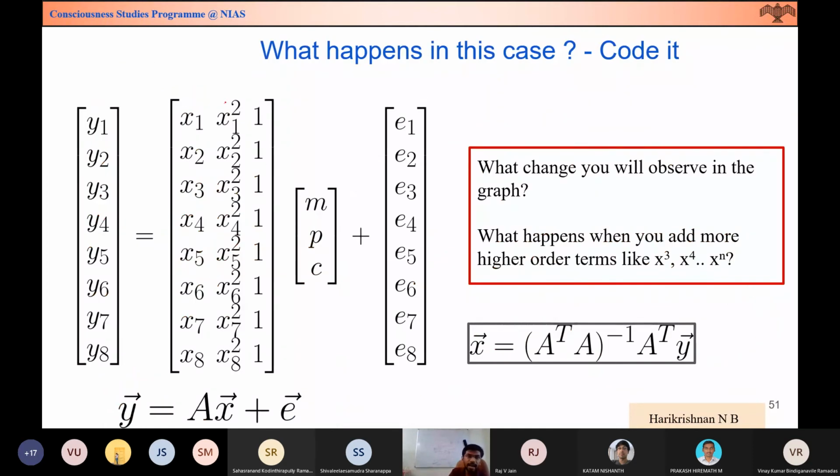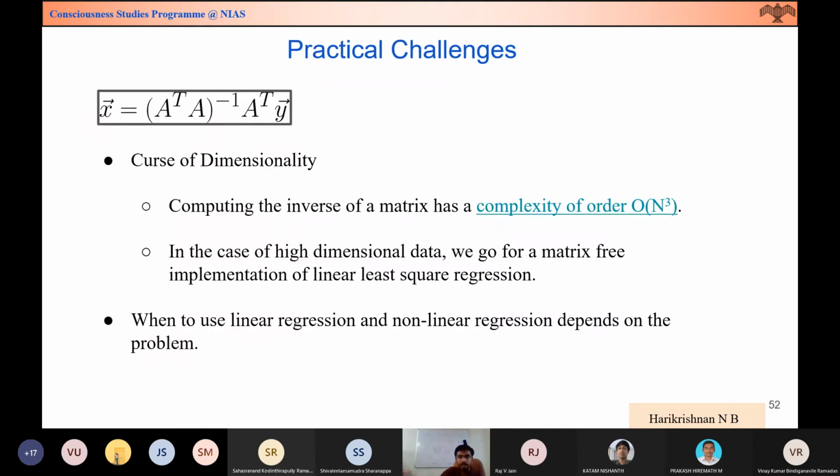Now what if I add an extra column for this particular case, which is nothing but the square of the first column? You can try it as a homework. What will happen? Now what if you add one more column, which is x cube, x raised to the power of three? You can try doing these experiments and see what kind of graph you get. You can see it as homework.